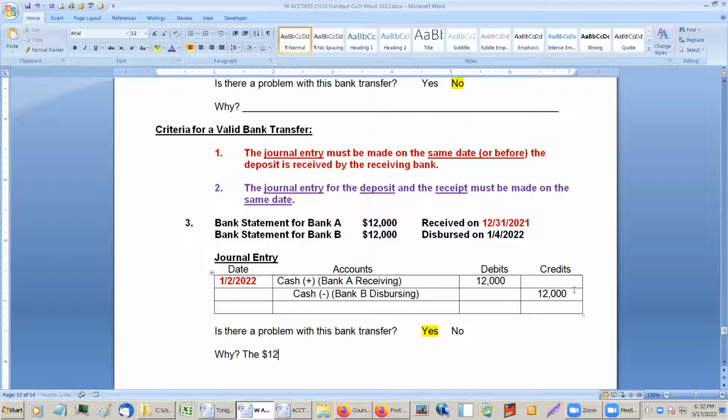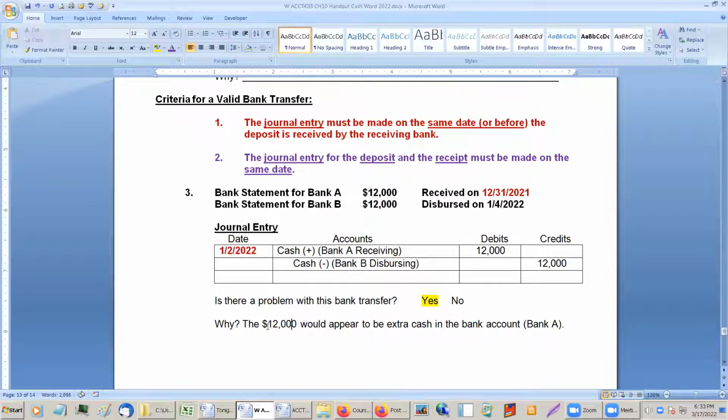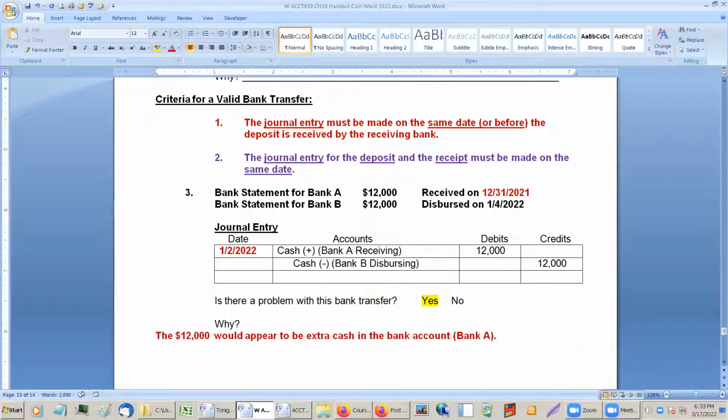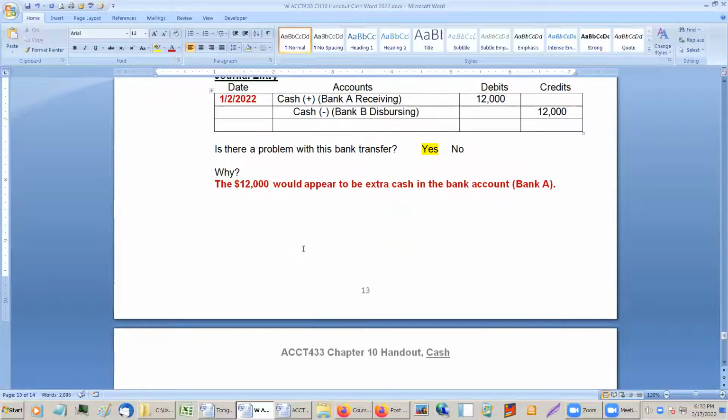This is back on number 3. So the 12,000 would appear to be... so why? That's why. Number 4.